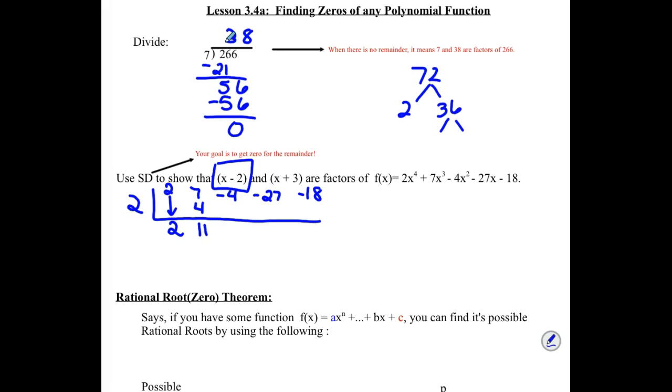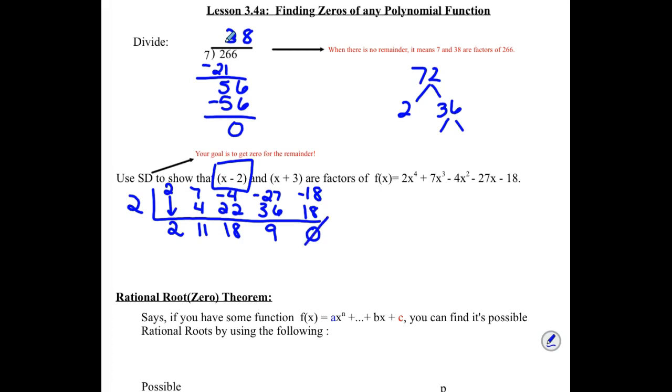7 plus 4 would be 11. Multiplying again, 2 times 11 is 22. Adding that with our negative 4 is 18. 2 times 18 is 36. Adding that with a negative 27 gives us 9. And 2 times 9 is 18. Adding with a negative 18 would be 0. So, did we just show that it's a factor? Yes, because the remainder is 0.